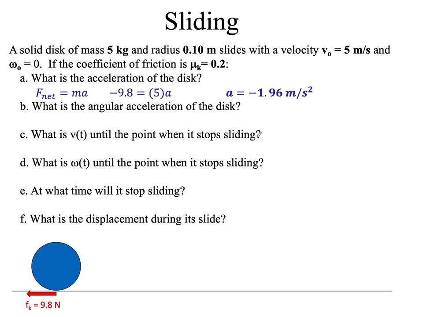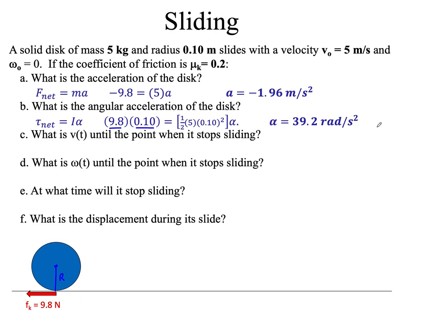Now the second question is, what is the angular acceleration? Well, this force is producing a torque on this object. How do we solve it? Torque is equal to I alpha. In this case, the torque is the force of friction times the radius, equals I, because it's a disk, it's 1/2 mr squared, all times alpha. If you solve that equation, you get that the angular acceleration is 39.2 radians per second squared. All this is happening while it's sliding.